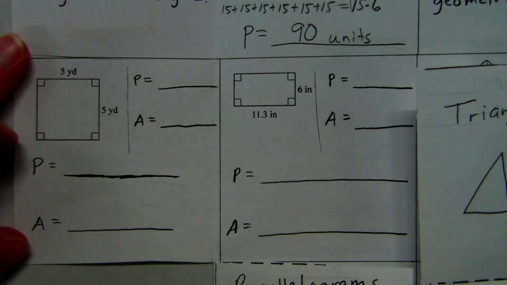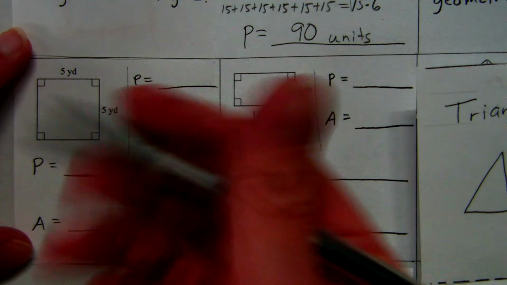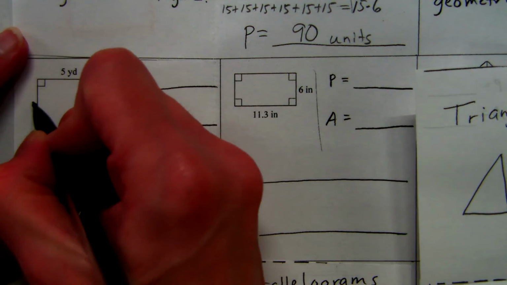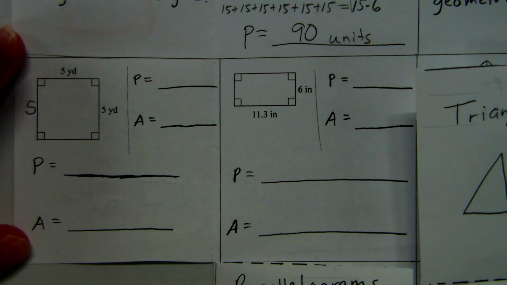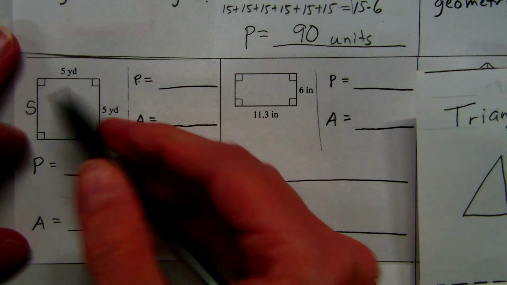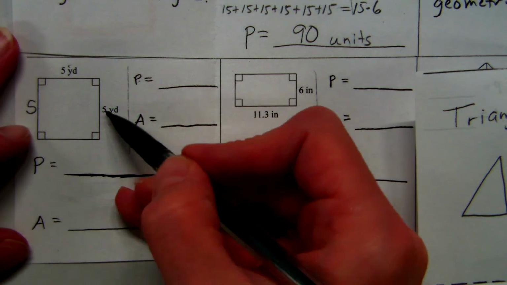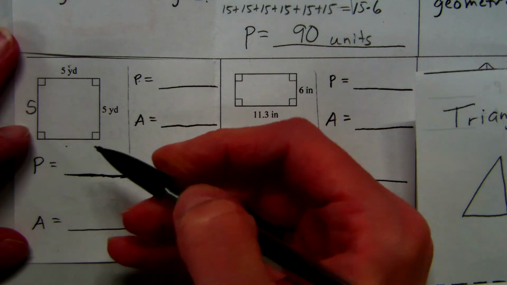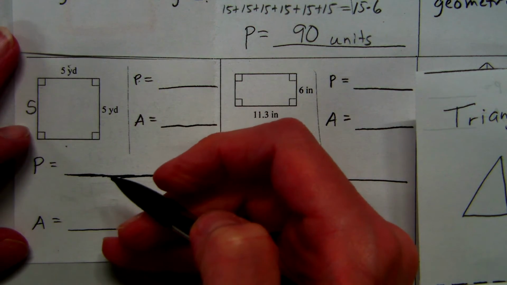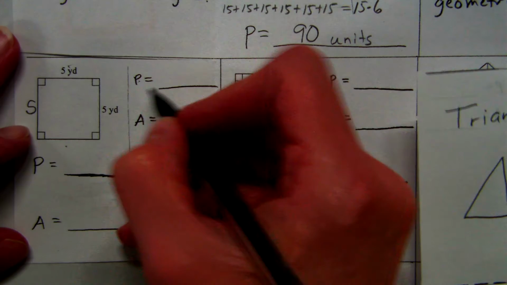Yep. And so if I didn't have those on there, sometimes they'll label the side on a square with an S for side. How many sides does a square have? Raise your hand. Bennett. 4. So when I'm doing the perimeter, I could add the side and the side and the side and the side together. What would be faster? Tommy? 5 times 4. Okay, so the side times 4.